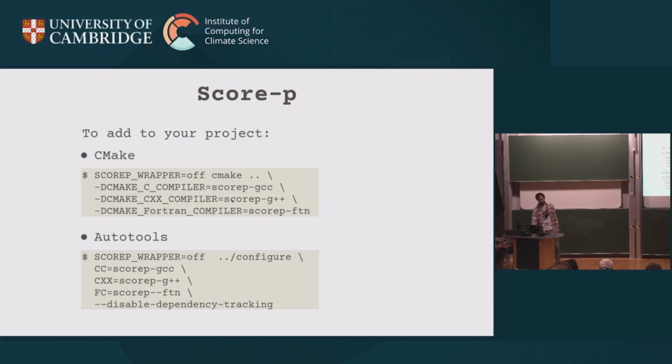Essentially, the key bit I want you to focus on is these compilers. Instead of using GCC, you have scorep-gcc. Instead of using G++, you have scorep-g++. These are called compiler wrapper scripts because they wrap typical GCC and G++, and they add the necessary libraries and functions to instrument your code. If you use something like Make or Autotools, then you can use this second approach instead.